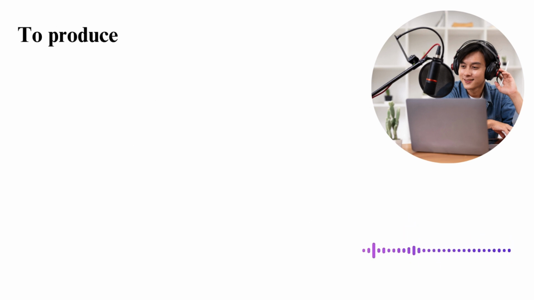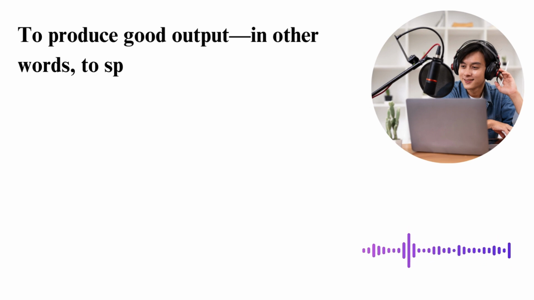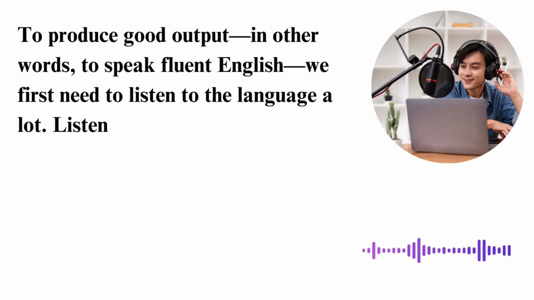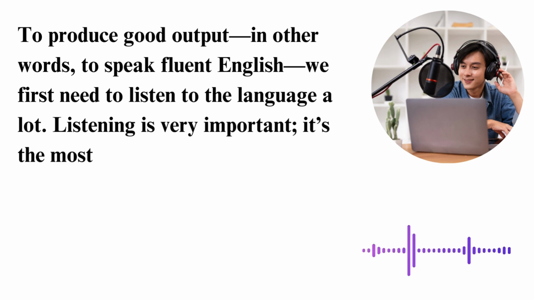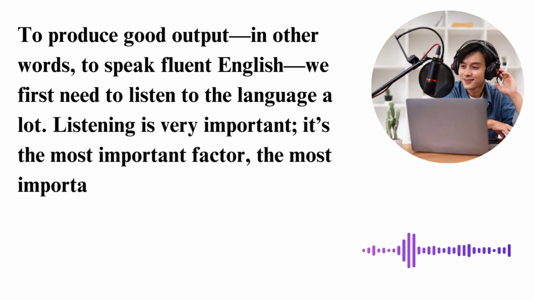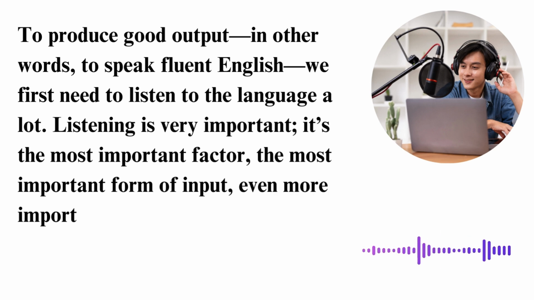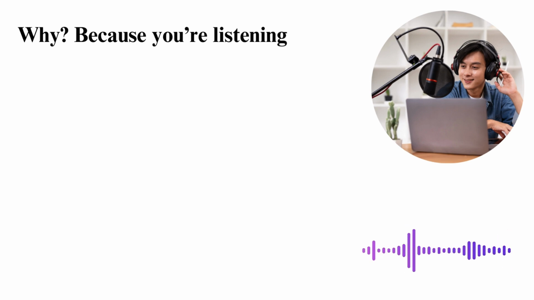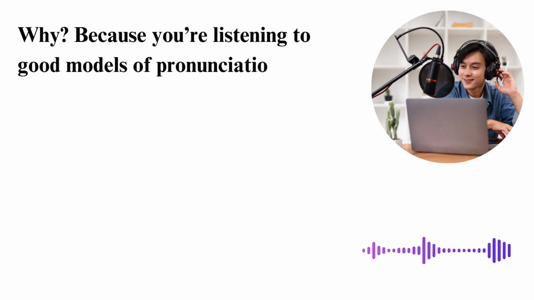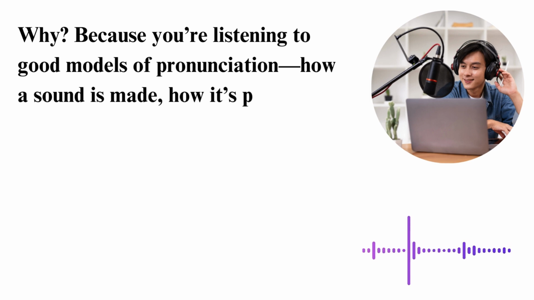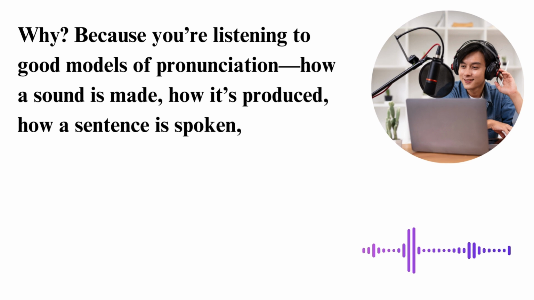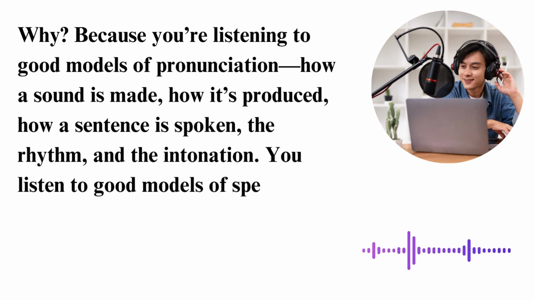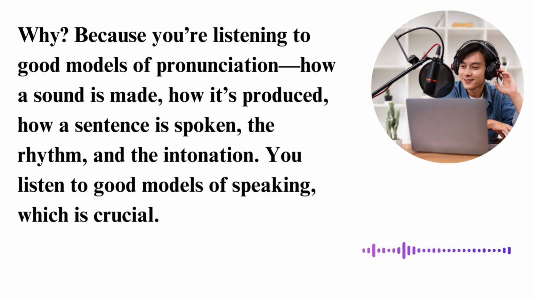To produce good output, in other words, to speak fluent English, we first need to listen to the language a lot. Listening is very important. It's the most important factor, the most important form of input, even more important than reading. Why? Because you're listening to good models of pronunciation, how a sound is made, how it's produced, how a sentence is spoken, the rhythm, and the intonation. You listen to good models of speaking, which is crucial.